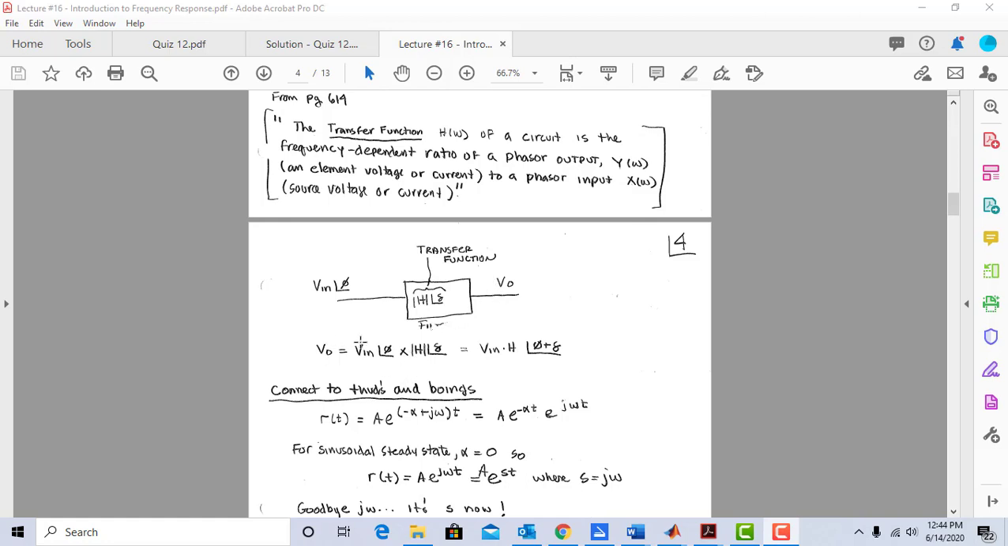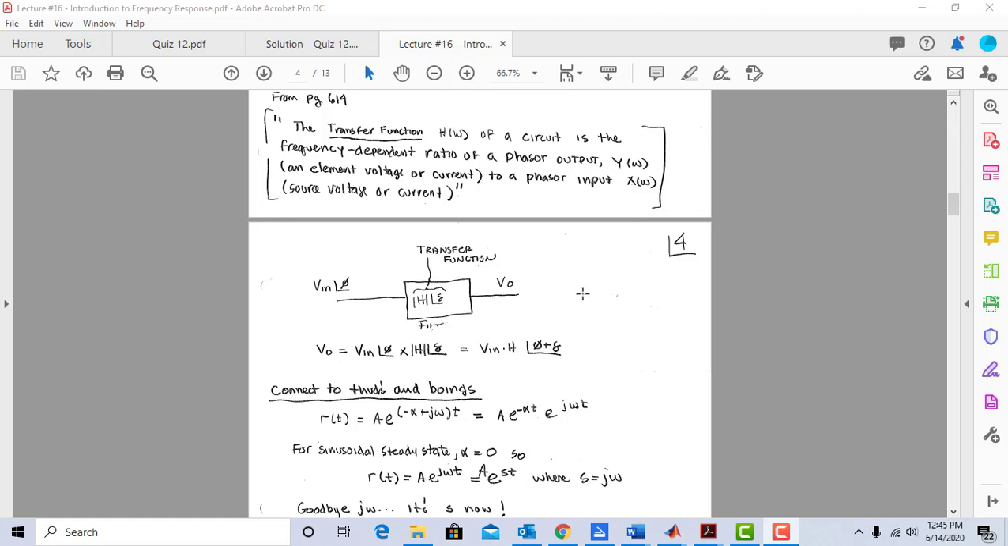And V out over V in is equal to H, so V out is equal to V in times H. And the magnitude is going to be the magnitude of V in times the magnitude of H. Give this guy some absolute value symbols here. And the phase is phi plus delta. So here I showed the transfer function as a constant, meaning that that is at a single frequency. But what we're going to do is we're going to change the frequency.